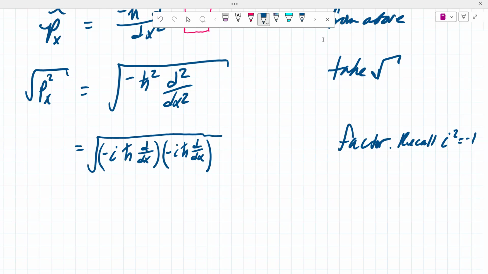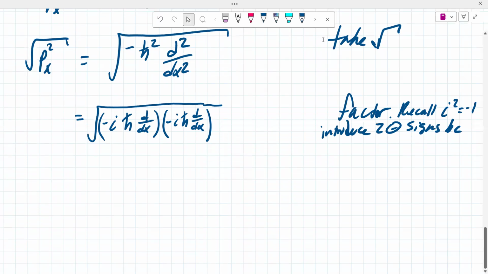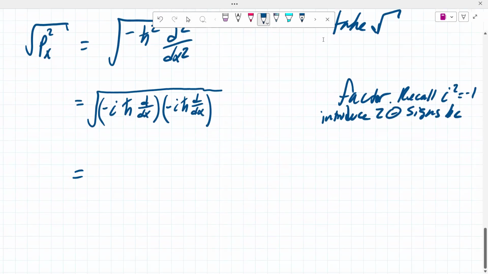And why do we introduce the two negative signs? Because when we square it out, we'll get -1, and we need to have the original sign come back. So we need this to multiply to plus. The original negative sign will come from the i times i equals -1. So when we apply this, the square root of p x squared is going to equal i h bar d/dx.